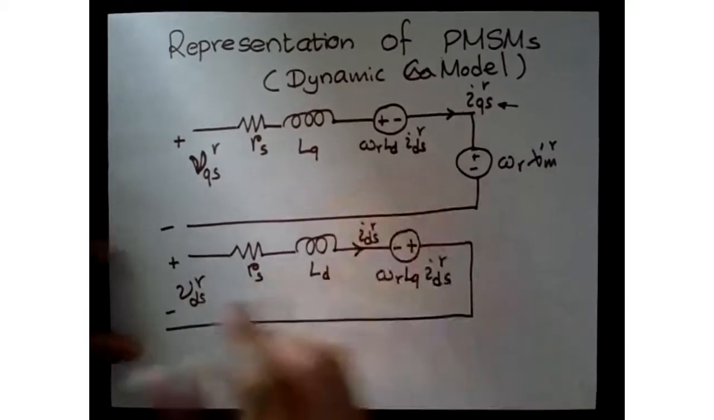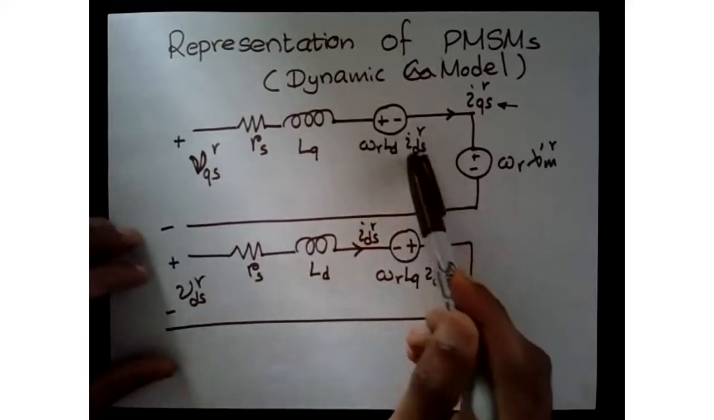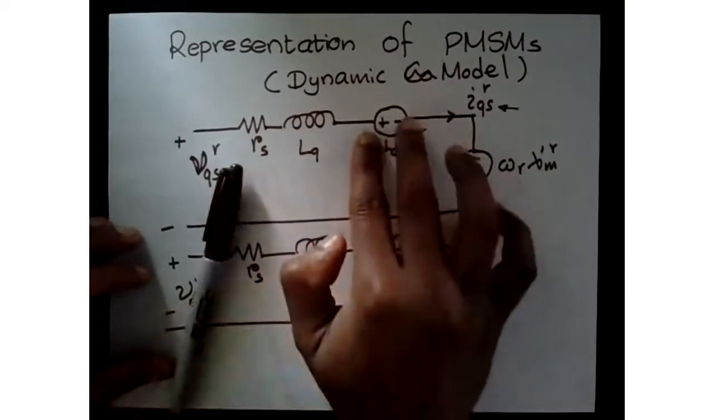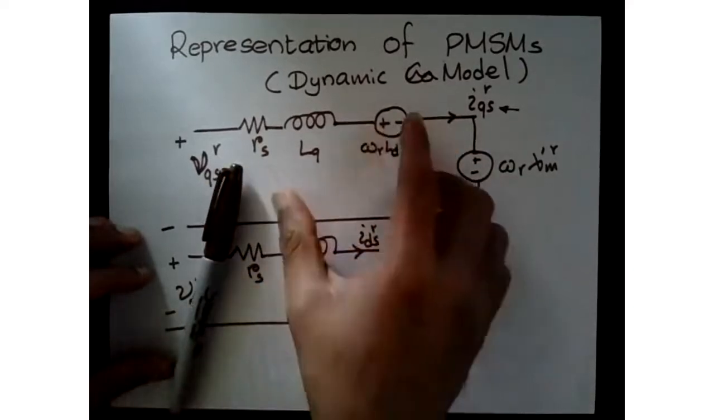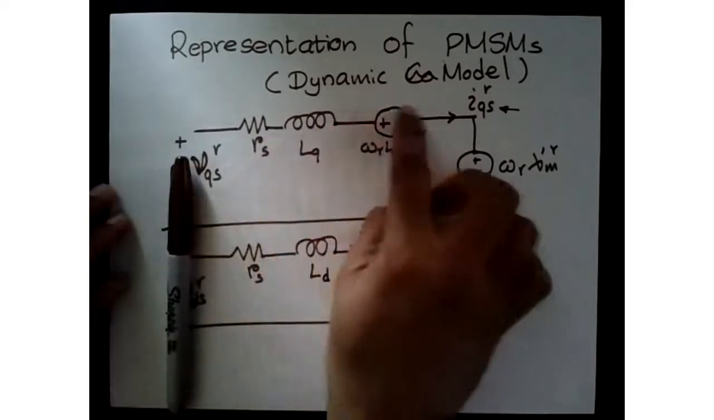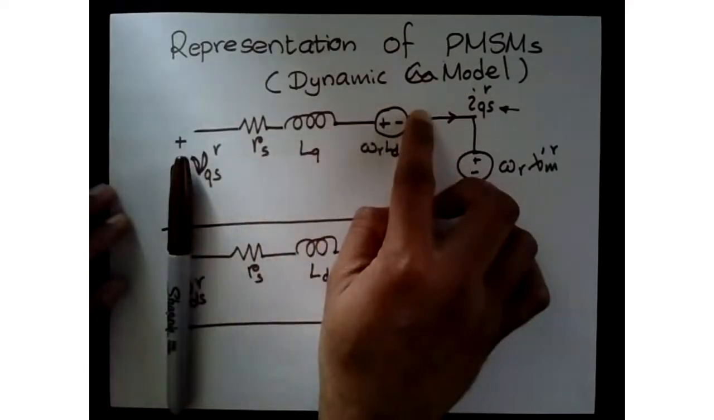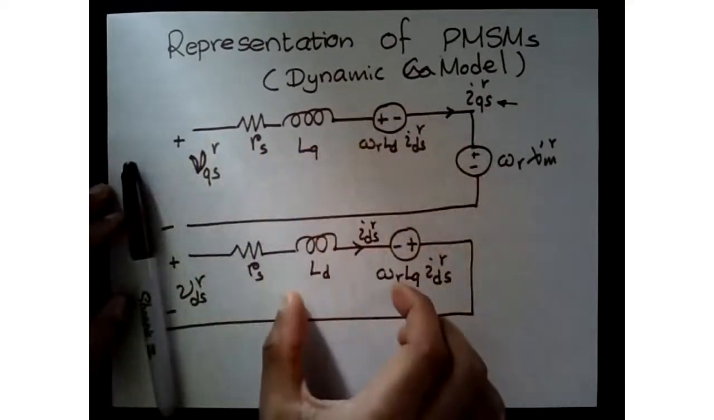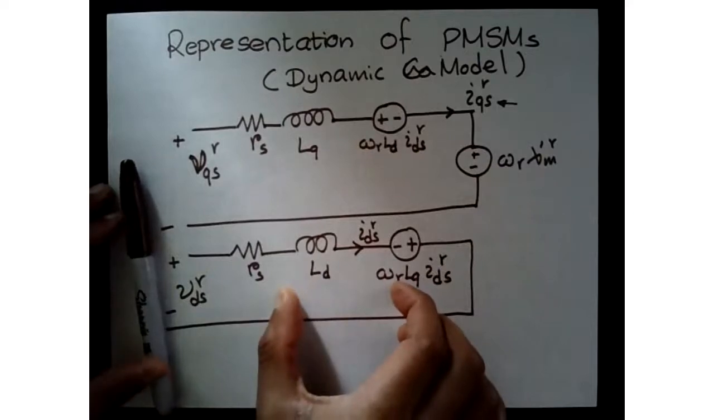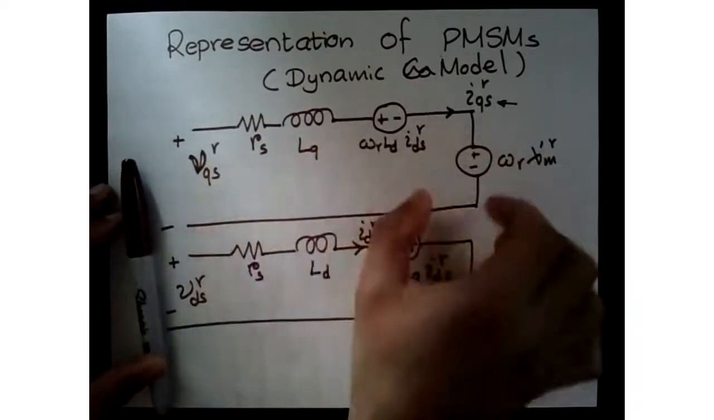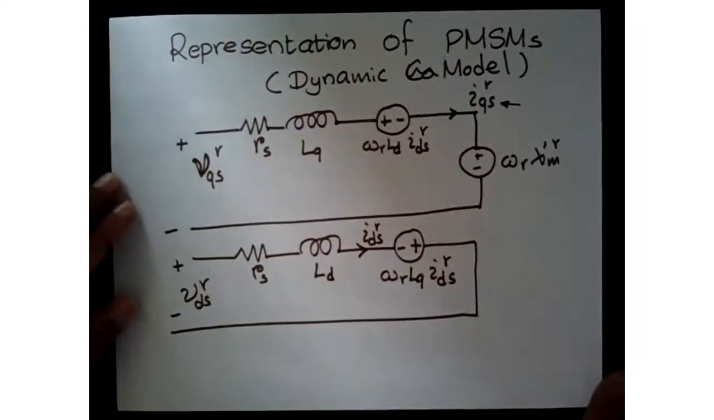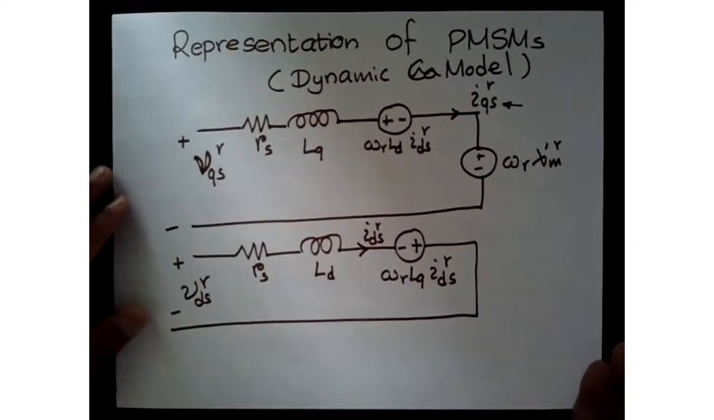But do you see that relationship? So let's say we have a negative ID here, right? If you have a negative ID current, that means this is going to flip in polarity, and now you have more voltage on this circuit. So you have the VQ voltage plus a little bit more coming from the VD axis that can help the torque generation, or if you want to go to a higher speed. You can go to a higher speed because now you can control that voltage.